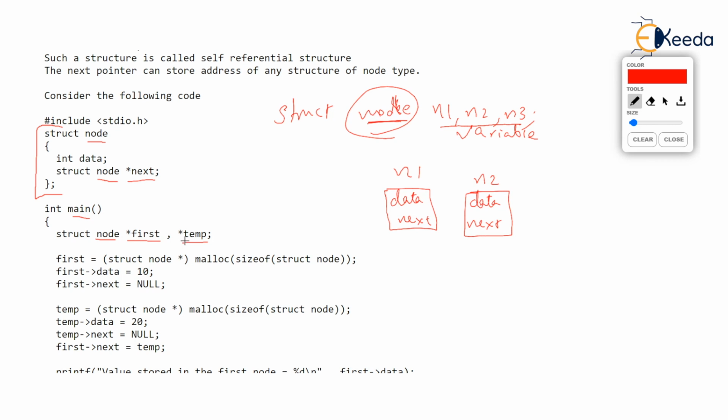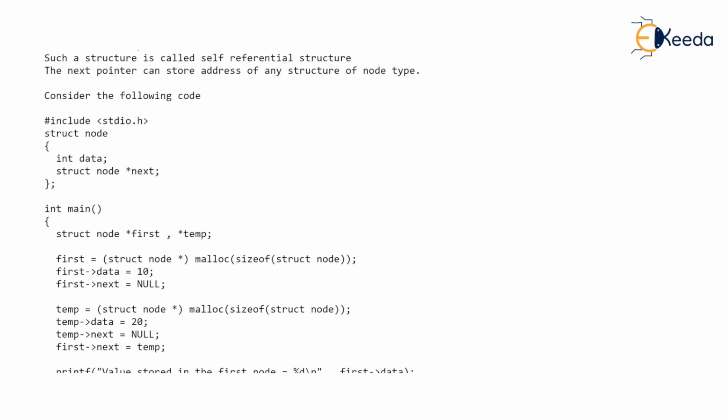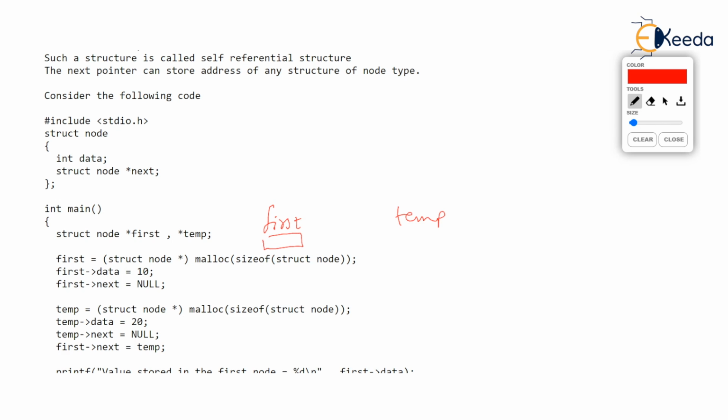So in the beginning of the code here in main, we have a pointer called first and a pointer called temp. First has the ability to point to a node structure and temp has the ability to point to a node structure, because both are node pointers. But the problem is we don't have any node yet. So how do you get a node?